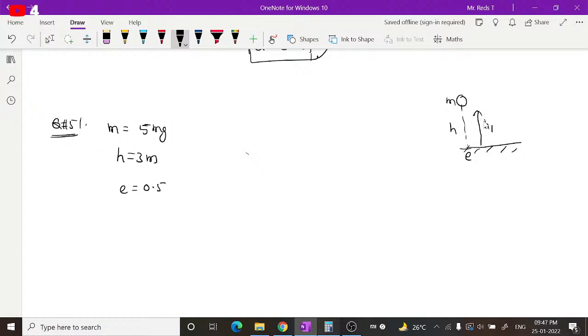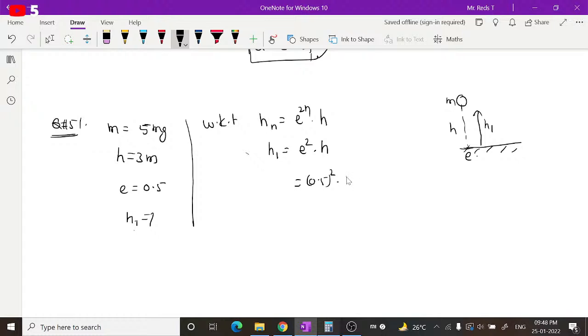So what is the height raised by this, if the coefficient of restitution of the surface is e? We know already there is a general relation for the height raised after nth impact. We are asked to find the height raised after the first impact, h1. We know that the height raised after nth impact is e power 2n into h. After first impact, h1 is equal to e power 2 into h. It is equal to 0.5 square into h, which is 3.